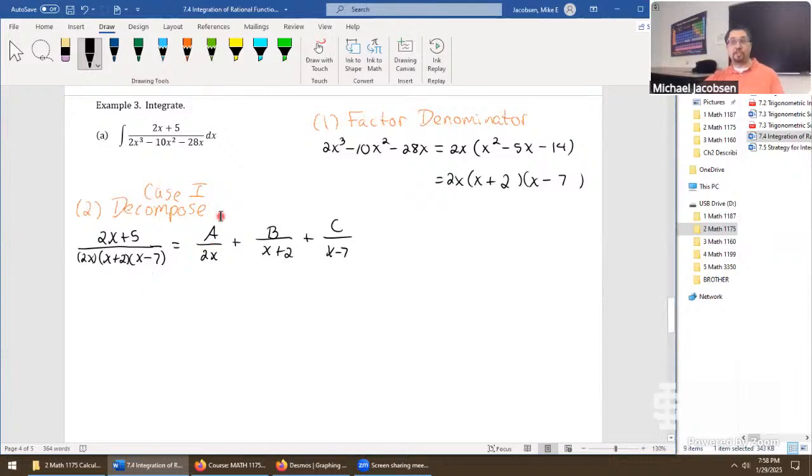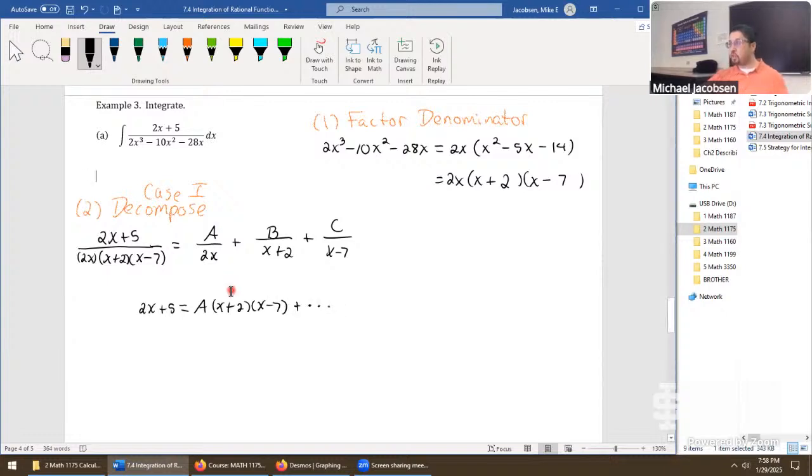Now, to solve the coefficients, there's several methods. But in cases 1, 2, and 3, the method that we typically take, which is highly effective, is just clear the denominators. So if you clear the denominators, here's what it would look like. The left-hand side is just 2x plus 5 equals, over here, it's going to be A times x plus 2, x minus 7, and so on.